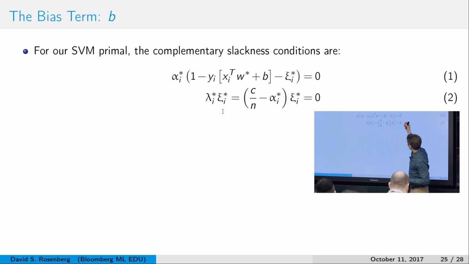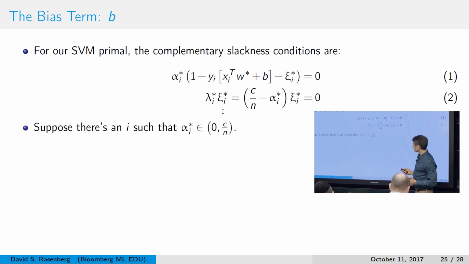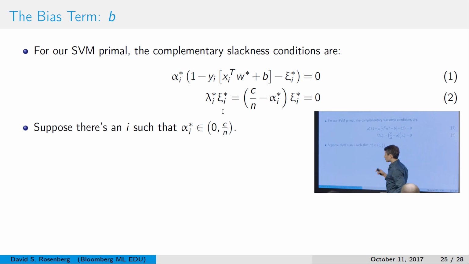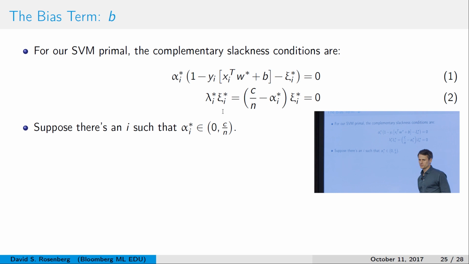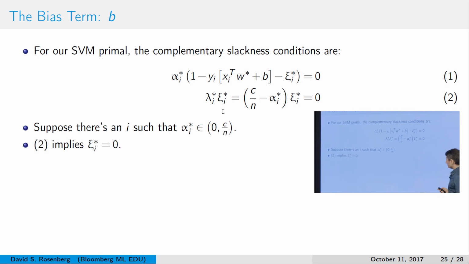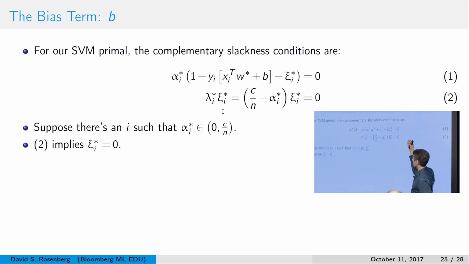So here again are our complementary slackness conditions. And then let's suppose, for starters, that there's some example i that has a coefficient strictly between 0 and C over n. So this should imply that psi i star is equal to 0. Do we see why that's the case? Sure. If alpha i is strictly between 0 and C over n, this is non-zero, so psi i star needs to be 0.